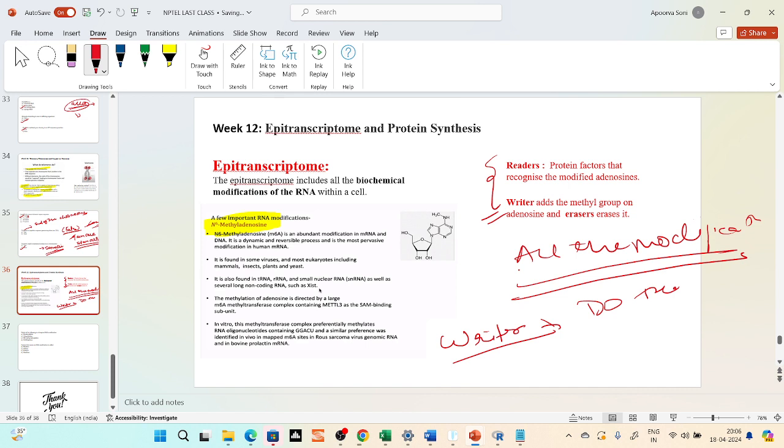Similarly, a writer is a protein that adds the methyl group, that means it is writing the modification. Reader, it reads the modification, that means it is recognizing the modification. And eraser, it erases the modification. Fine. So that is your reader, writer, and eraser.